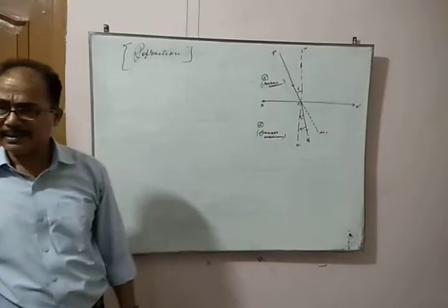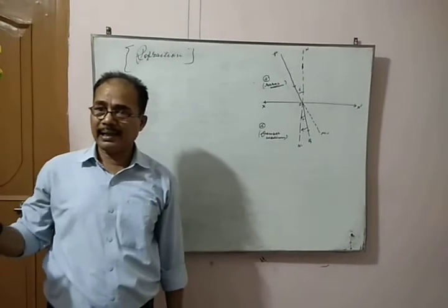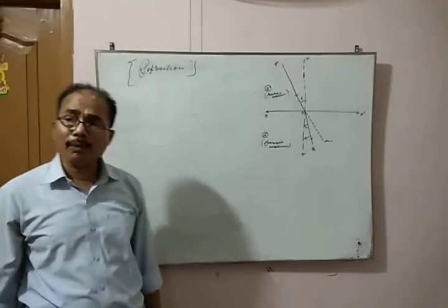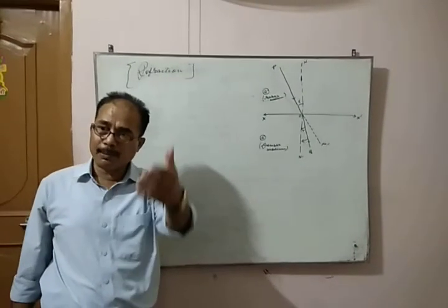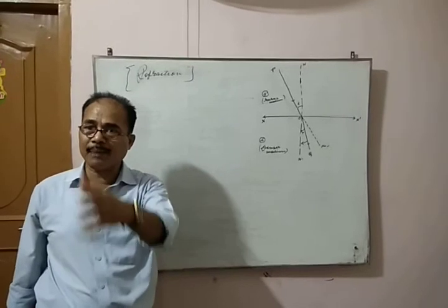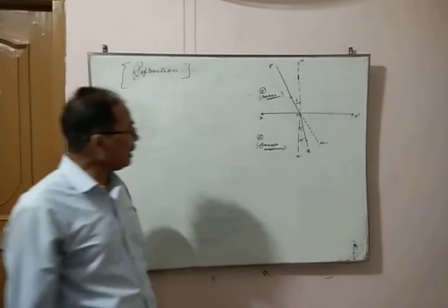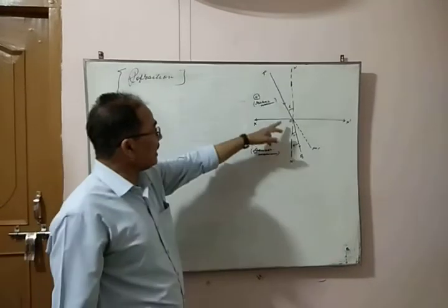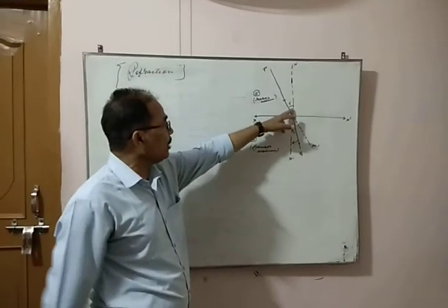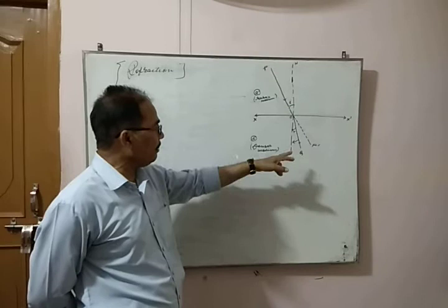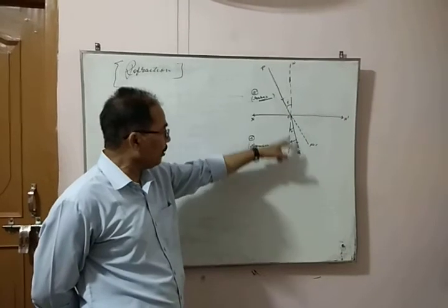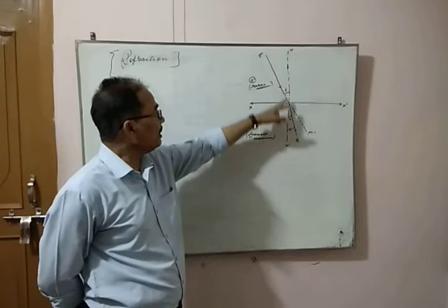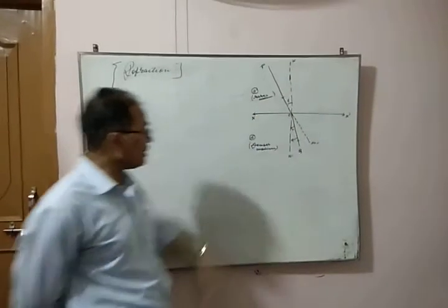Normal is generally an imaginary line and it is indicated by drawing a broken line. We draw the normal for our convenience, to locate the path of the light when the ray of light passes from one medium to another medium. The angle made by the incident ray along with the normal is known as angle of incidence, and the angle made by the reflected ray along with the normal, this is R, is known as angle of reflection, and I is known as angle of incidence.